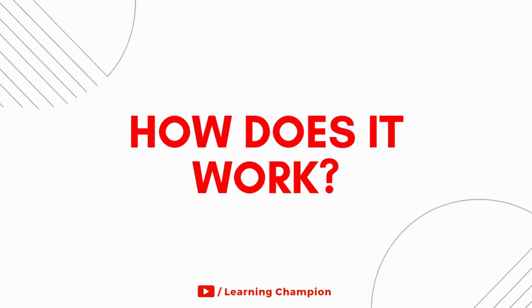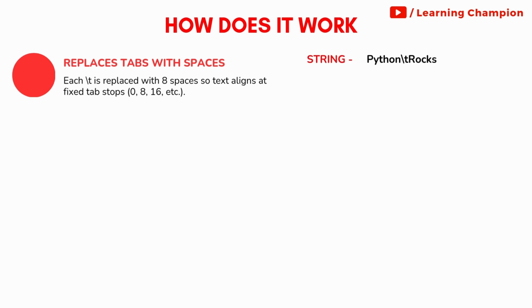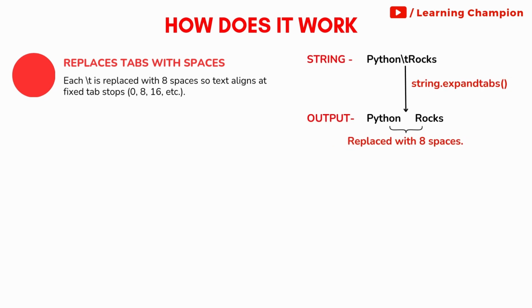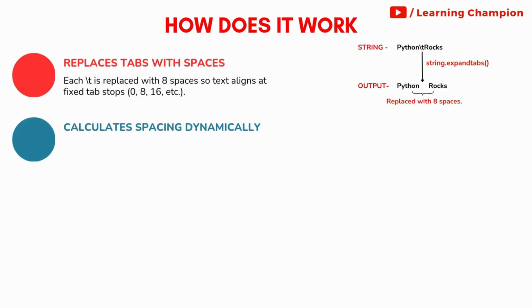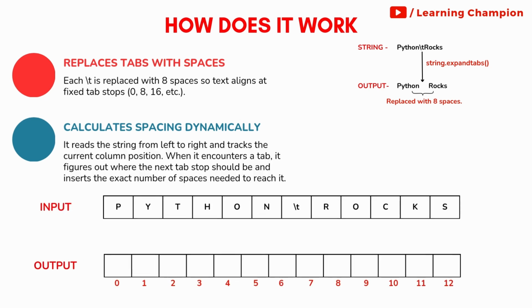But how does it work in Python? First, it replaces tabs with spaces. By default, each tab is replaced with 8 spaces, so text aligns at fixed tab stops. You can specify any number of spaces to control the alignment. Next, it calculates the spacing dynamically. As it reads the string from left to right, it tracks the current column position. When it encounters a tab, it figures out where the next tab stop should be and inserts the exact number of spaces needed to reach it.